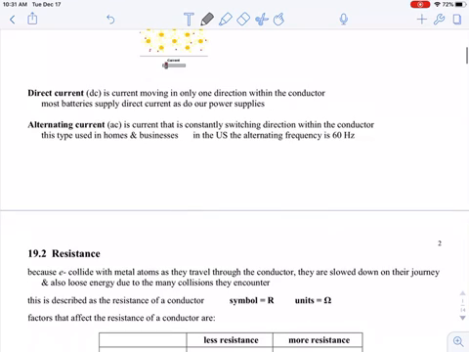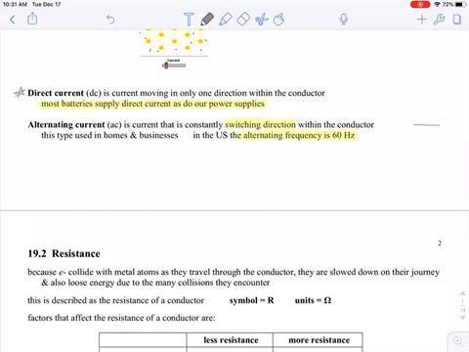There are 2 types of current that we're going to look at. We're really going to focus mostly on direct current. Direct current is current moving in only one direction within a conductor. And direct current is the kind of current that's supplied by batteries and the power supplies that we have in the classroom. Alternating current is current that is constantly switching direction within a conductor. This is what household current is in the United States. And in the United States, the current actually flips direction 60 times per second.